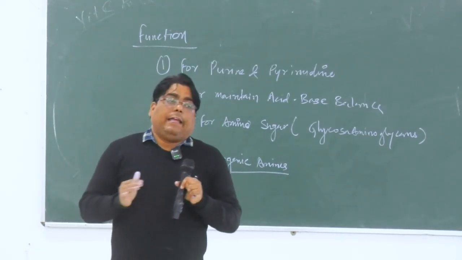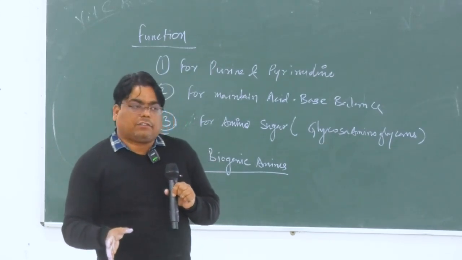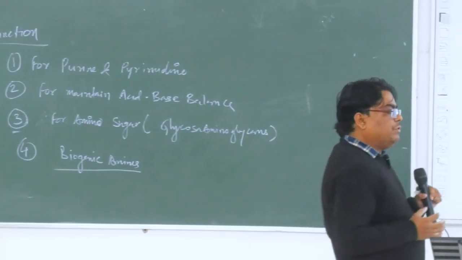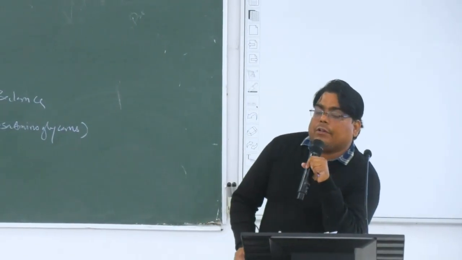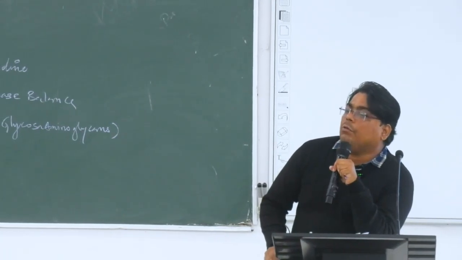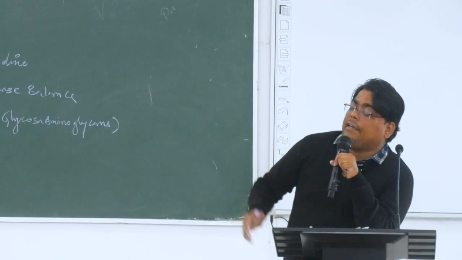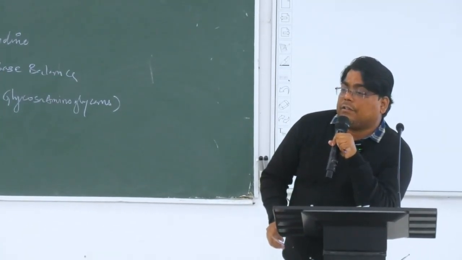If ammonia is elevated, it is toxic in nature. This produces several symptoms. This produces neurological symptoms because ammonia is generally present in the form of glutamine in the brain. If it is elevated, this causes some neurological disorders.